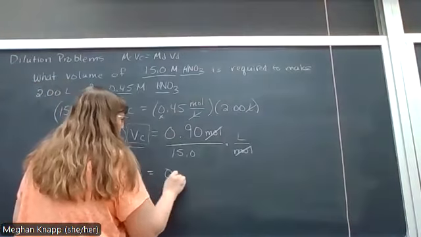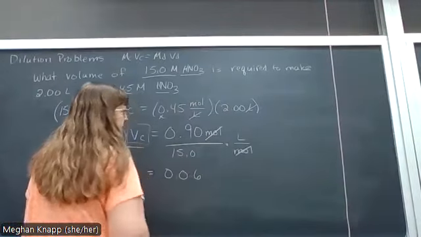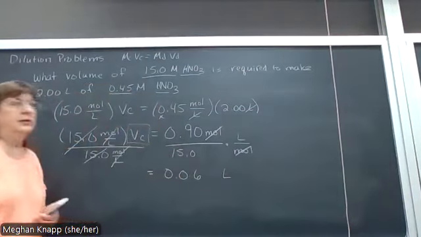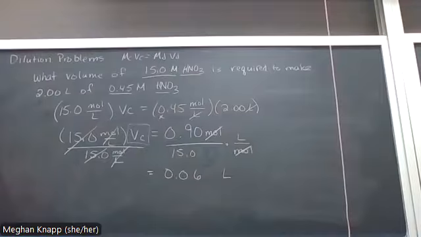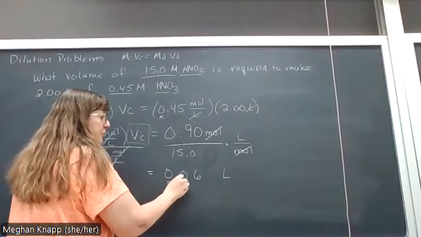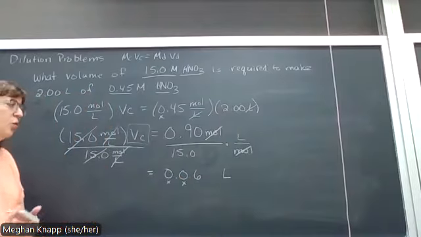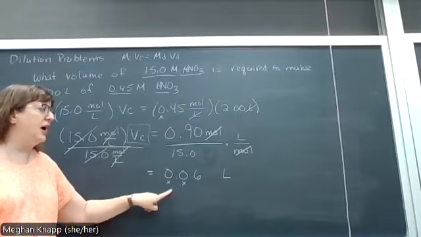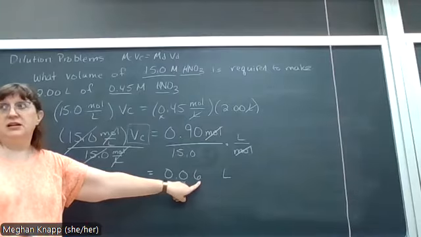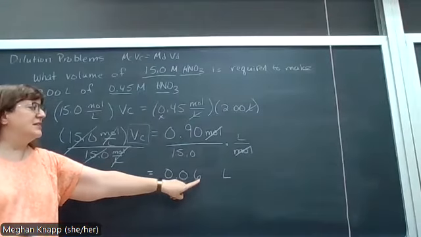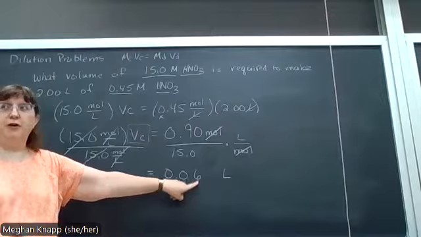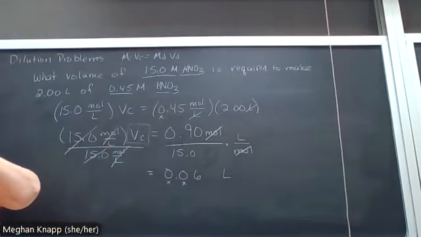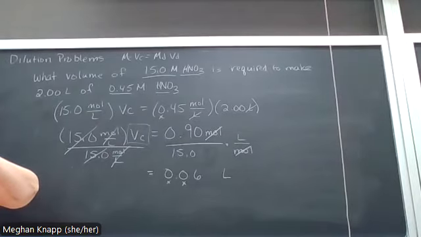My calculator tells me 0.06. How many sig figs should I have? 2. Now remember, this isn't significant, but neither is this one. Okay, so we're not looking at is it before or after the decimal point. We're looking at is it before or after the non-zero 6. Okay, and so since the 6 is our first sig fig and I need 2, what am I going to do? Add a 0.